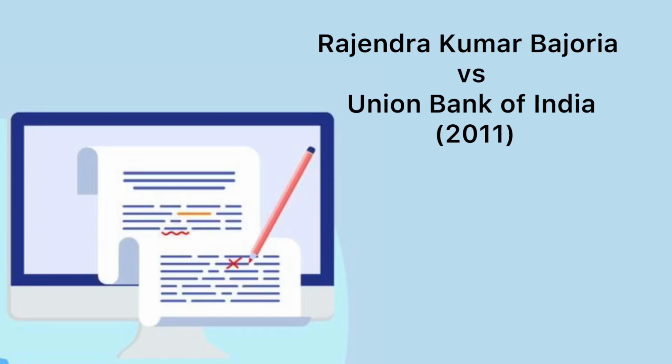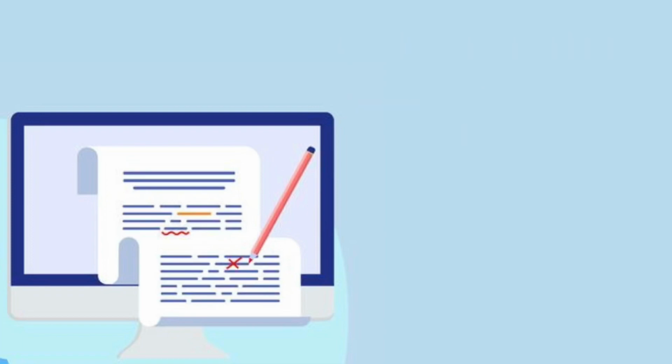Rajendra Kumar Bajoria versus Union of India. This case illustrates the principle of continuing guarantee. The court held that a guarantor's liability continues even if the principal contract is altered, as long as the alteration is not to the disadvantage of the guarantor.